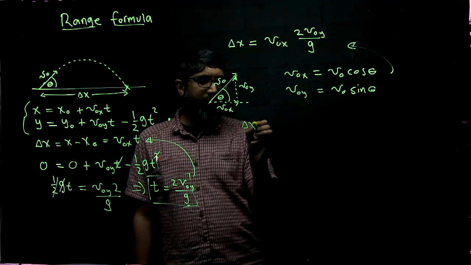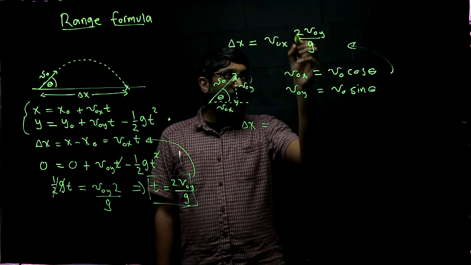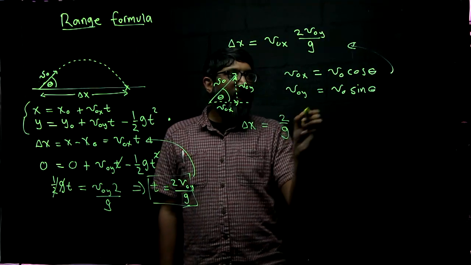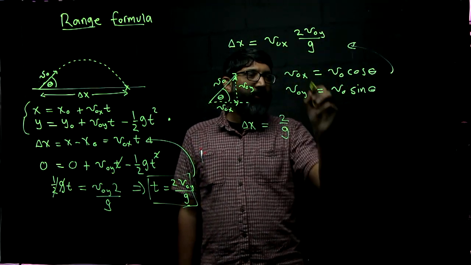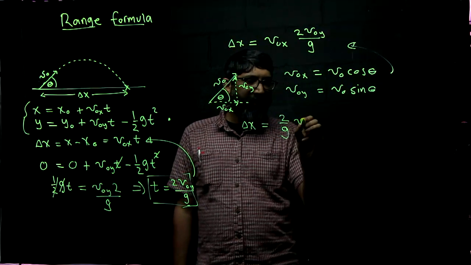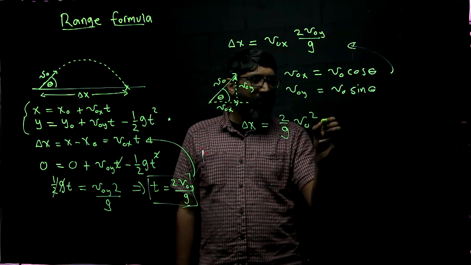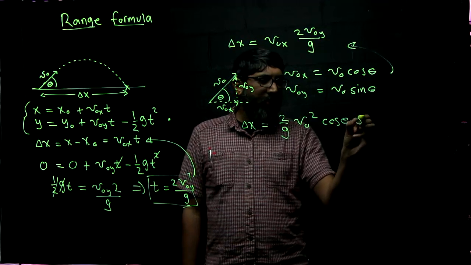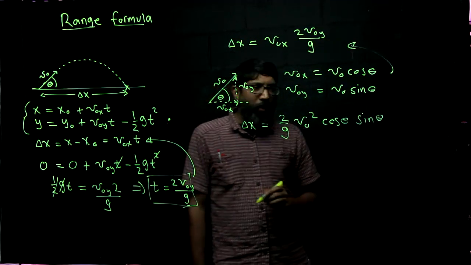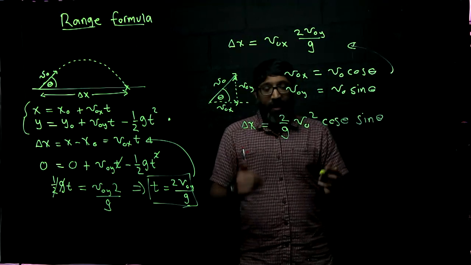So delta x equals, I've got a 2 over g, and then I've got a V0x, V0y. Well, when I multiply these two things together, I'm going to get V0 squared times a cos theta sine theta. Now, that is the answer.